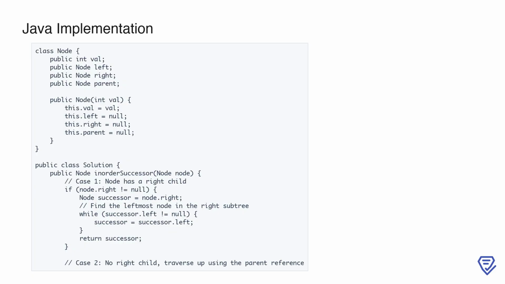Moving to the solution class, we implement the Inorder Successor method. The goal of this method is to find the inorder successor of a given node. The first case we handle is when the node has a right child. In such a scenario, the successor is the leftmost node in the right subtree. To find this, we initialize a pointer to the right child and iterate leftward until we reach a node with no left child. This node is returned as the successor.